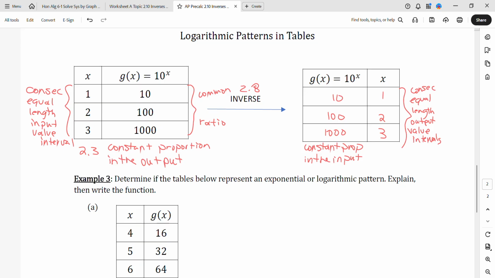Exactly. That was awful. That's better. There we go, Quinn. All right. So if we can recognize the pattern in a log and an exponential, we will recognize the pattern with a logarithm. Okay, it'll just be flipped. This is true of any type of logarithmic table.